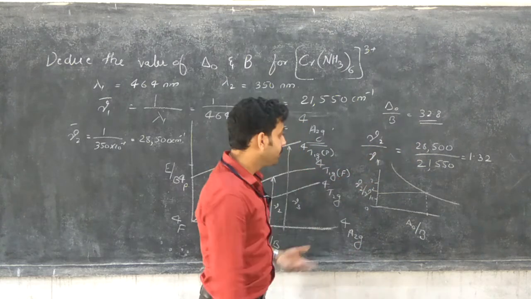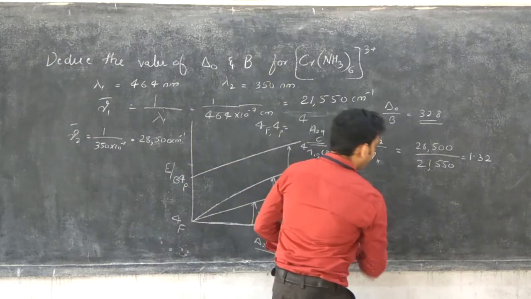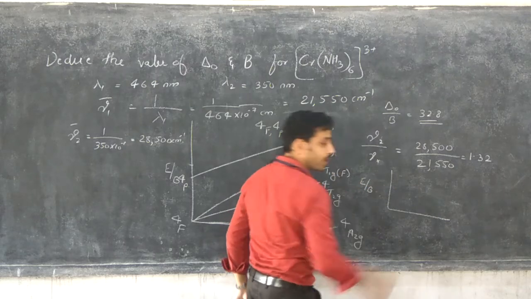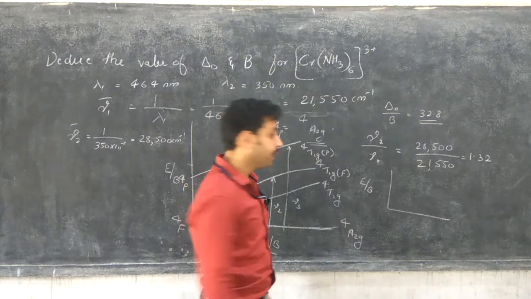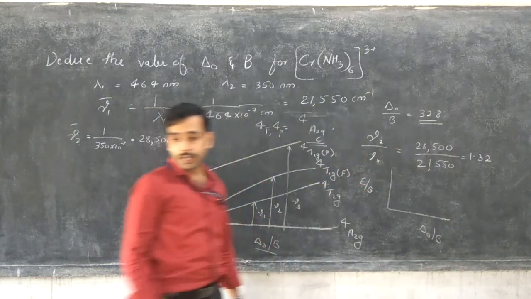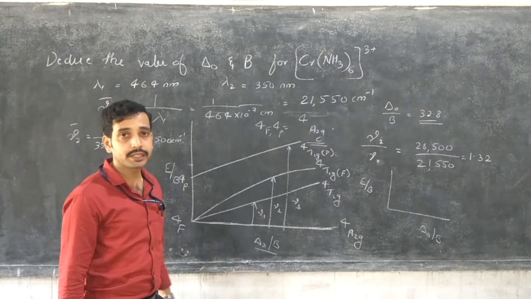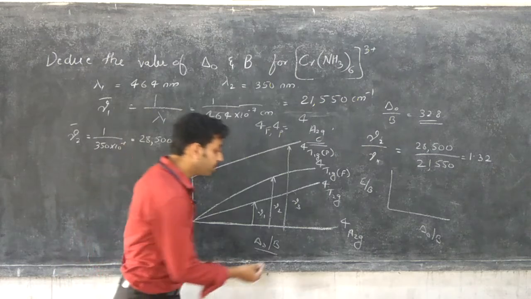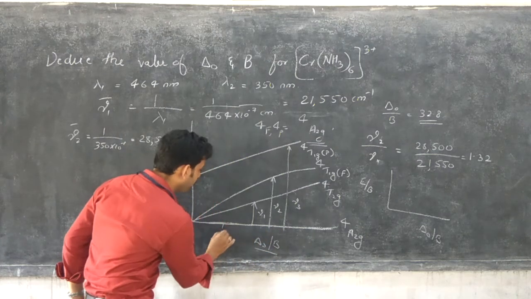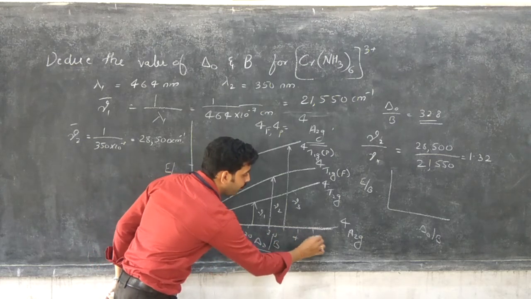Once you calculate that, then by plotting the graph of E by B against delta naught by B, it's the same graphical representation. From 32.8, suppose here delta naught by B is 10, 20, 30, 40, 50 like that.